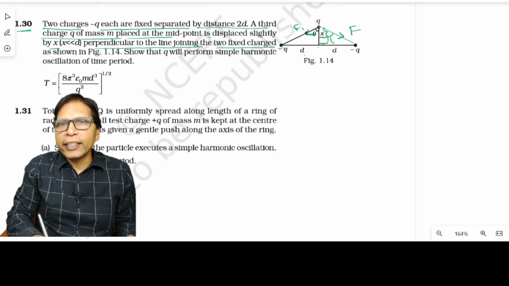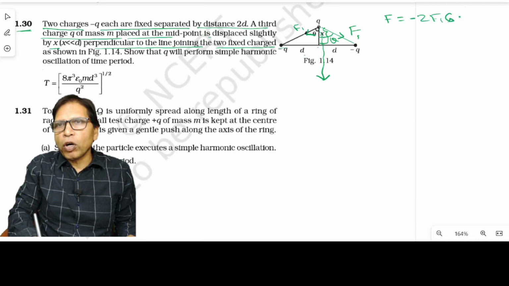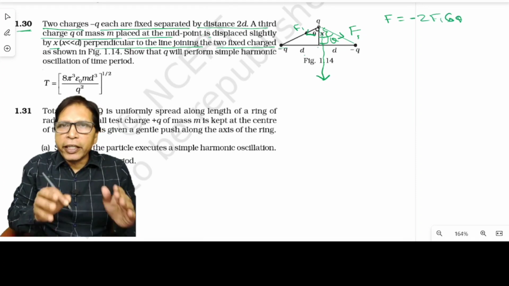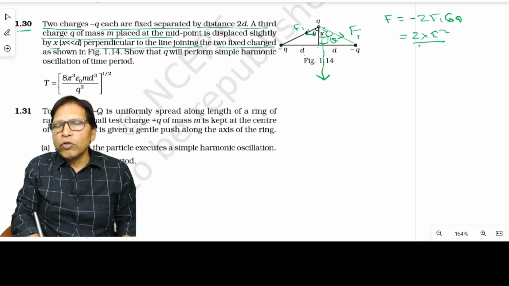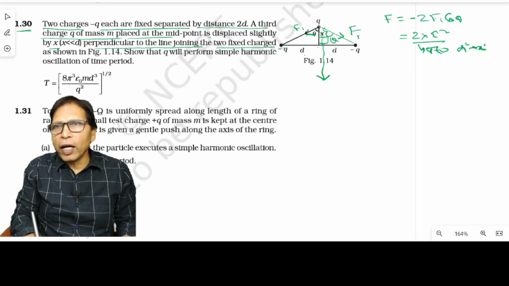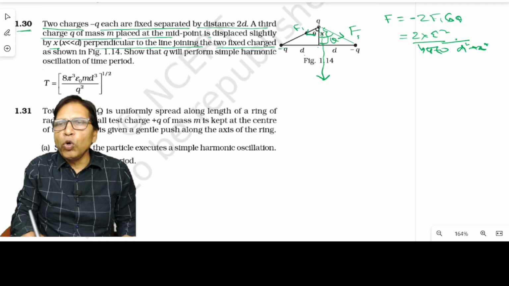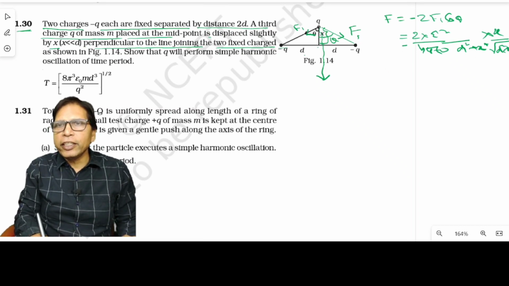Now if this angle is theta, the resultant force is directed along this direction. So the resultant force is the negative sign of 2 F1 cos theta. Negative sign means the force is directed towards the midpoint. Now what is the force? 2 into q square divided by 4 pi epsilon naught into d square plus x square. And cos theta is x by root under of d square plus x square.